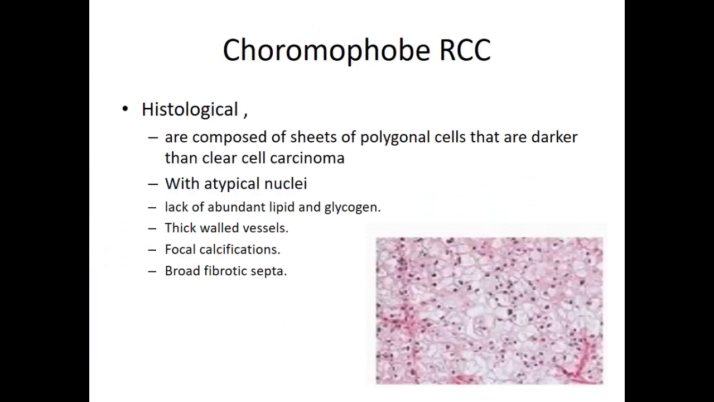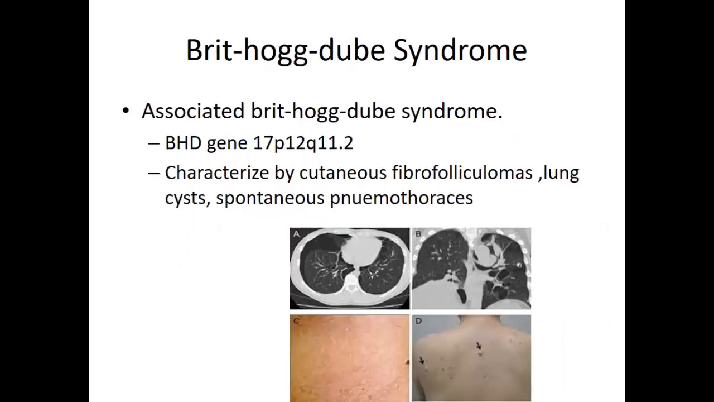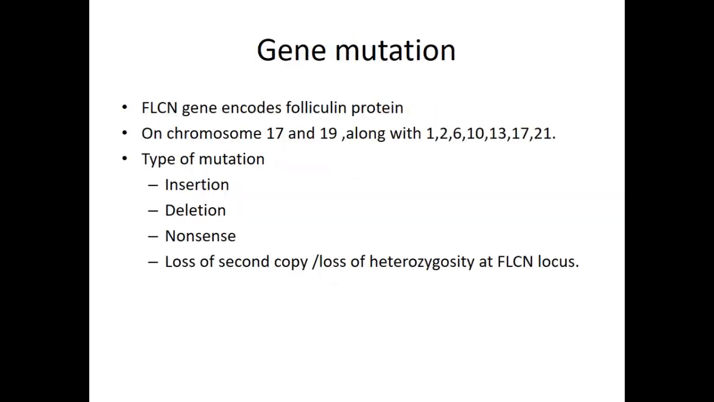Now coming towards the chromophobe RCC, which is histologically composed of sheets of polygonal cells that are darker than the clear cell carcinoma, characterized by atypical nuclei, lack of abundant lipid and glycogen, thick-walled vessels, focal calcification in the broad fibrotic septa. It is associated with Birt-Hogg-Dubé syndrome, in which the BHD gene is located on 17p12q11.2 and is characterized by cutaneous fibrofolliculomas, lung cysts, and spontaneous pneumothorax due to the lung cysts.